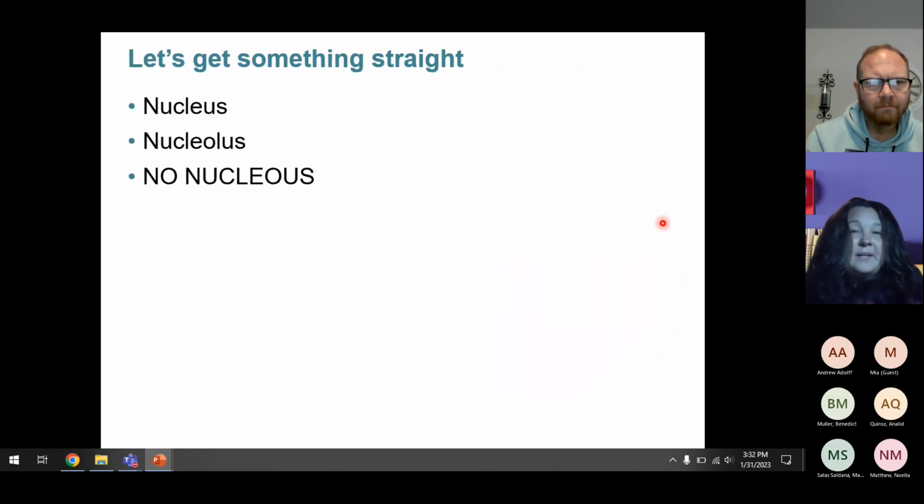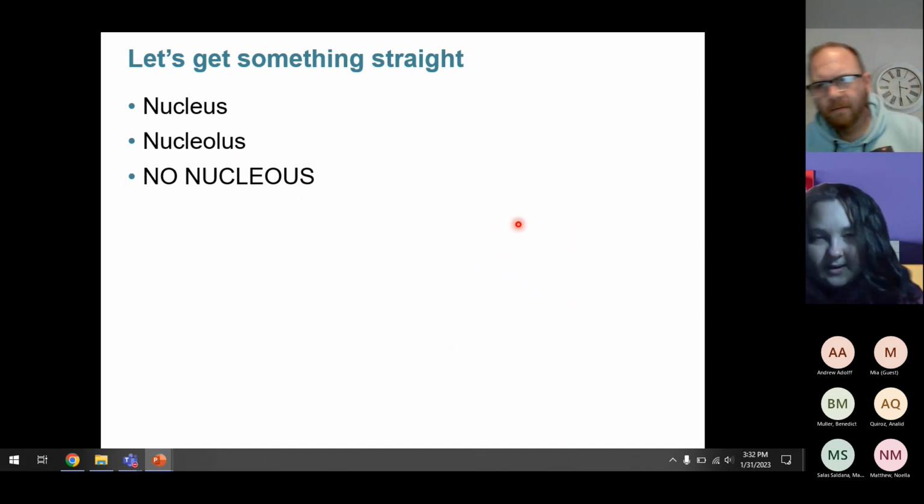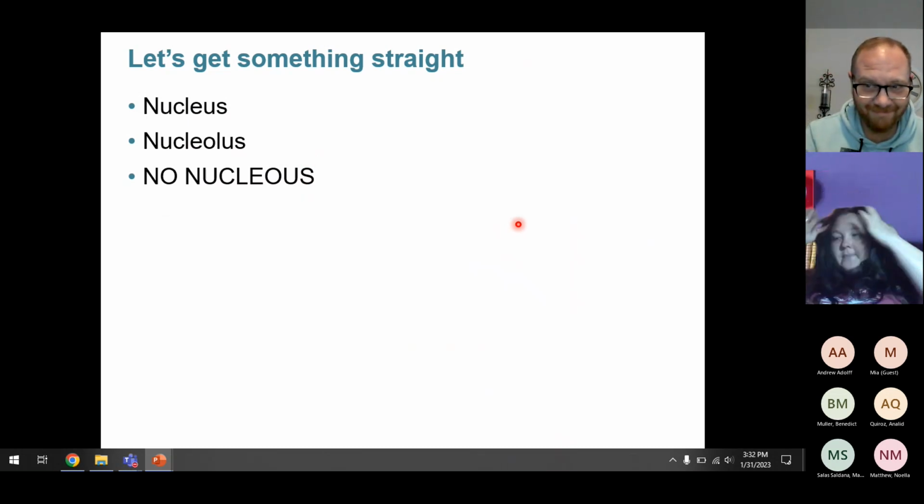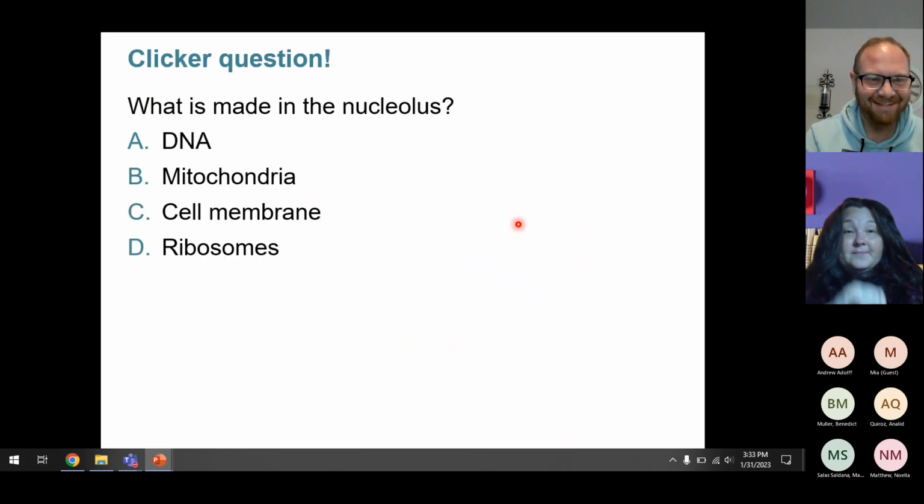All right, this is one of my pet peeves right here. Nucleus, that is a word. Nucleolus, that is a word. Nucleous, this OUS, that's not a thing. There's no such thing as a nucleous. Please do not ever write that. Yes, spelling counts in college, and this one counts more than all the other spellings.